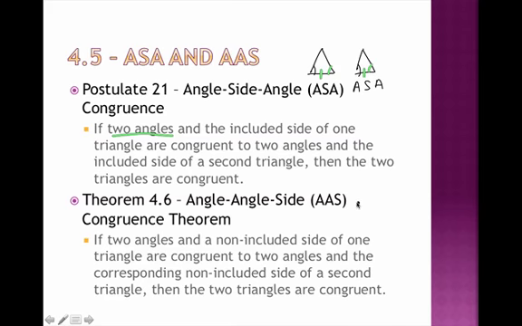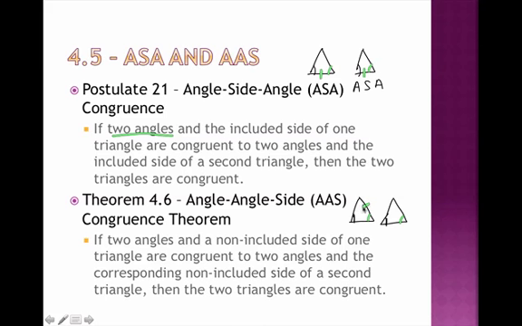Okay, so let's quickly draw this one out as well. Okay, so we have two angles. So there's one angle. And let's change pen colors. Here's another angle. And we want the non-included or a non-included side. So we don't want the side in between them. We want one that's not included.